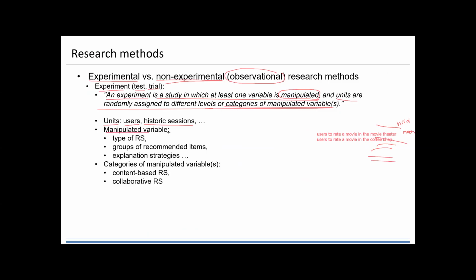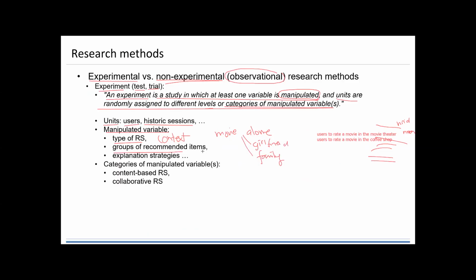So the manipulated variables, yeah, we can say it is a type of RS. So there will be different kinds of context. Okay? So we call it context. If you watch the movie alone, and if you watch the movie with your girlfriend, or if you watch the movie with your family, okay, the result will also be different.